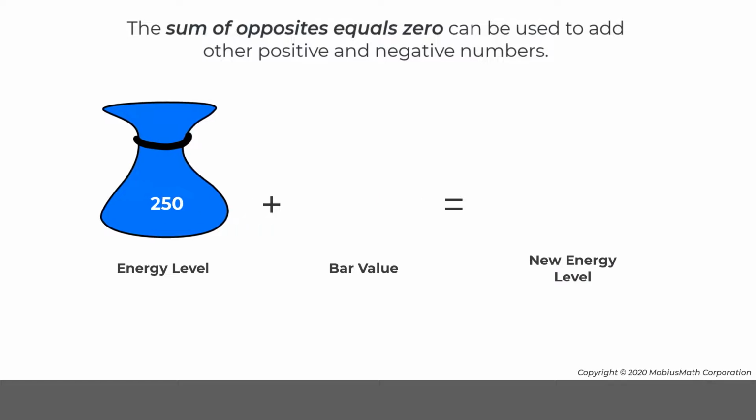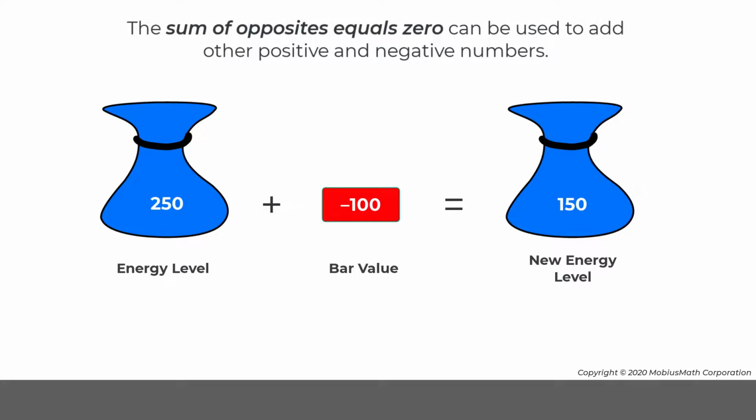Next, if the player adds a negative 100 bar to the bag, the player's energy level decreases to 150. This is because the current energy level can be split into 150 plus 100, so that inside of the bag, 100 and negative 100 combine to equal 0. This leaves an energy level of 150. This situation can be represented by the following equations. Note, when a negative energy bar is added to the bag, the energy level becomes less.